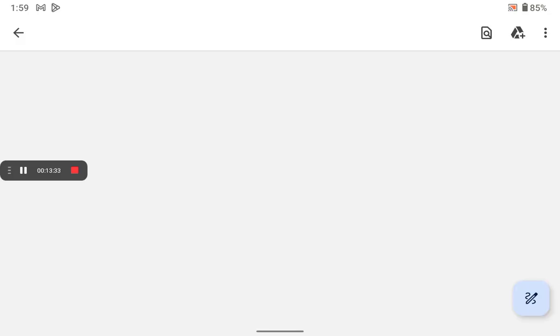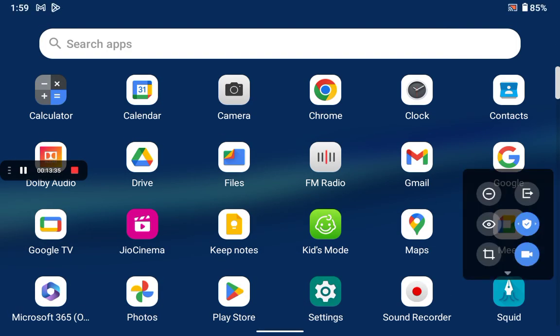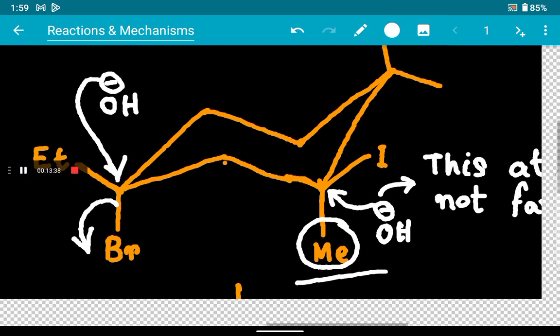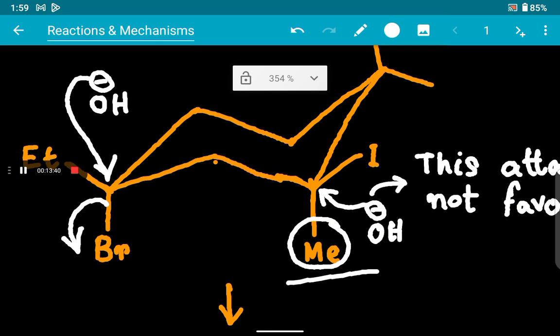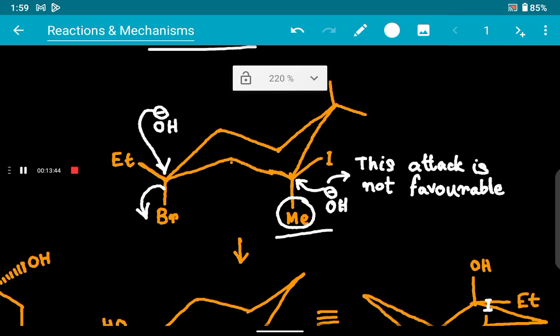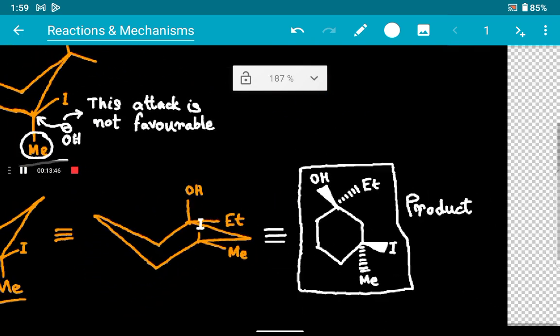Okay, so this attack becomes very less favorable. That's why this attack happens and inversion happens here, and we finally get this.